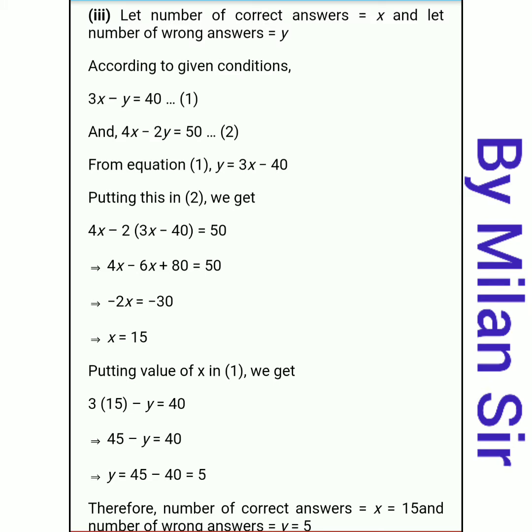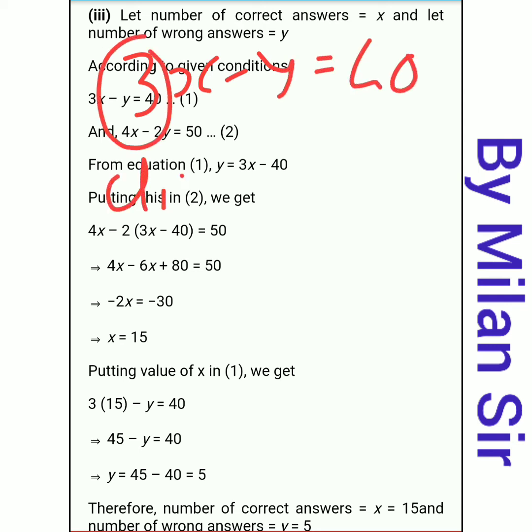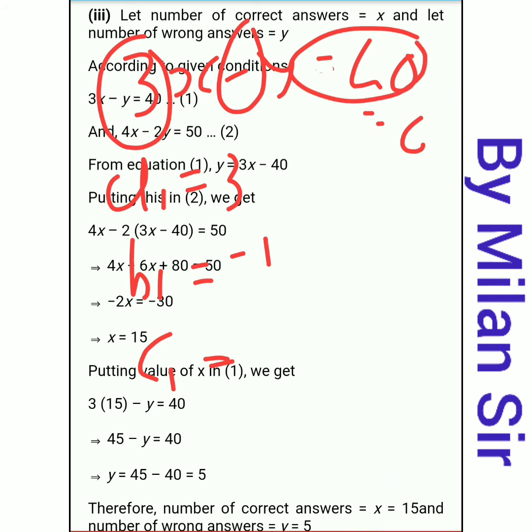Our first equation is 3x minus y is equals to 40. Right? So the coefficient of x is our a1, 3. Then b1, the coefficient of y, nothing is present, so minus 1. And c1 is the constant term. We need to transfer this 40 to the left hand side, so it becomes minus 40 is equals to 0. So c1 is equals to minus 40. So a1 is equals to 3, b1 is equals to minus 1, and c1 is equals to minus 40.